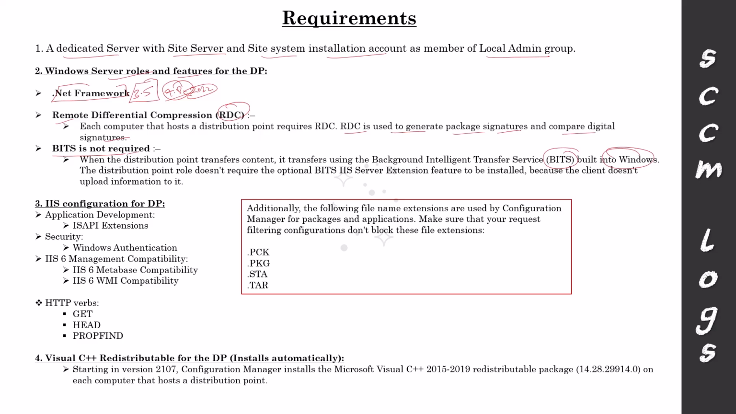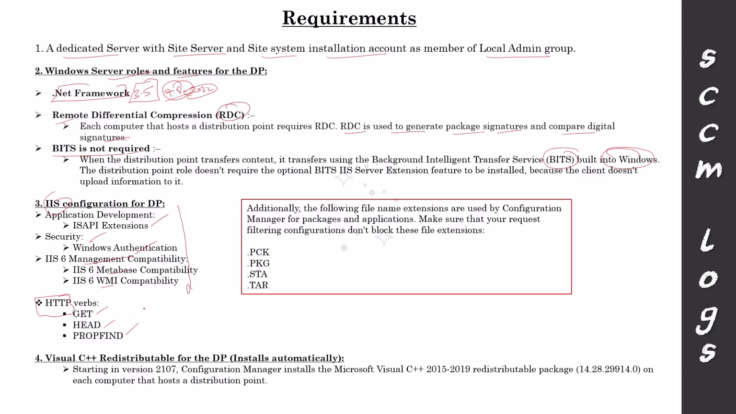Okay, so that's the reason we don't require BITS to be configured on the distribution point server. Next, IIS configuration. We need to have the application development extensions, and under security, Windows authentication, and management compatibility: Metabase and WMI compatibilities. After these IIS configurations, we need to configure the HTTP verbs: HEAD, GET, and PROPFIND.